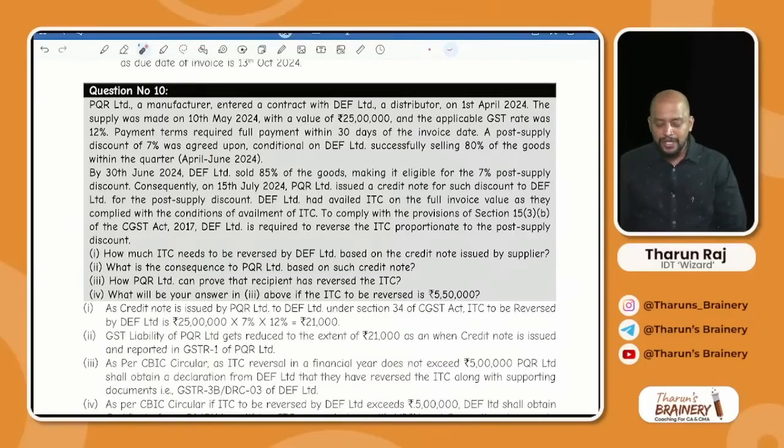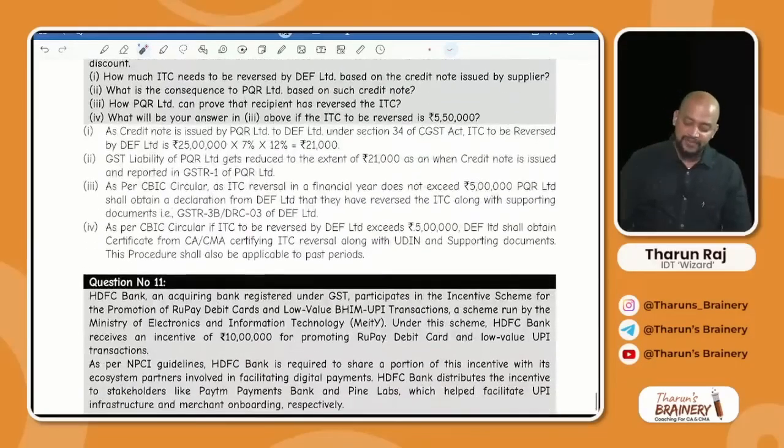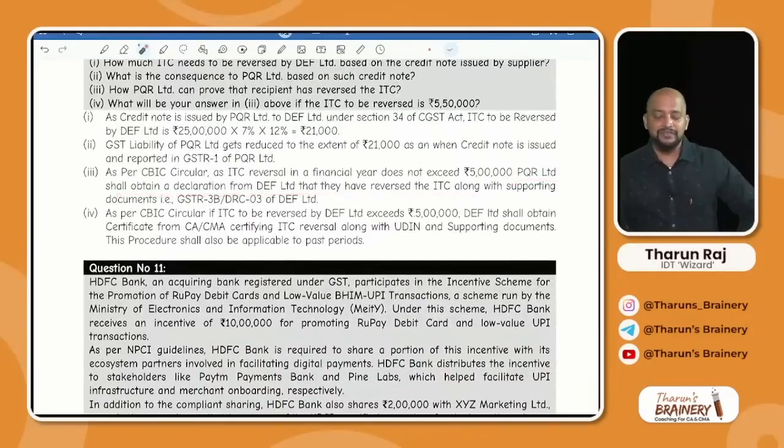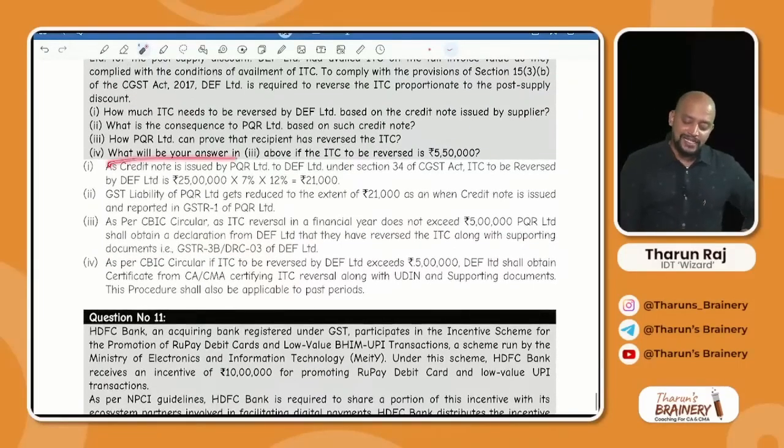Then third, how can PQR Limited prove that the recipient has reversed the ITC? Simple. The supplier, that is PQR, should get a declaration, not a certificate from a CA or CMA, because the amount does not exceed 5 lakhs, it is 21,000 only. As per the CBIC circular, as the ITC reversal in a financial year does not exceed 5 lakhs, PQR Limited shall obtain a declaration from DF Limited that they have reversed the ITC along with supporting documents, that is GSTR-3B, DRC-3, etc.